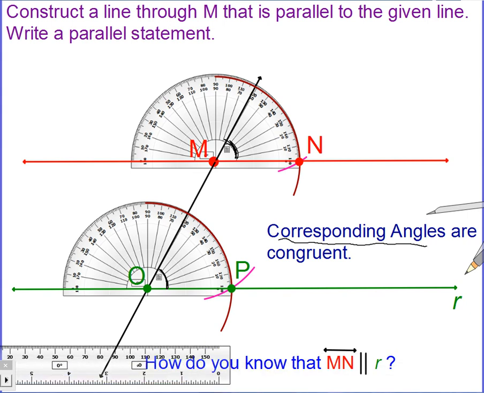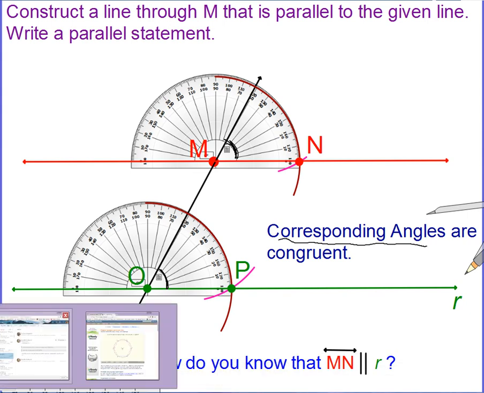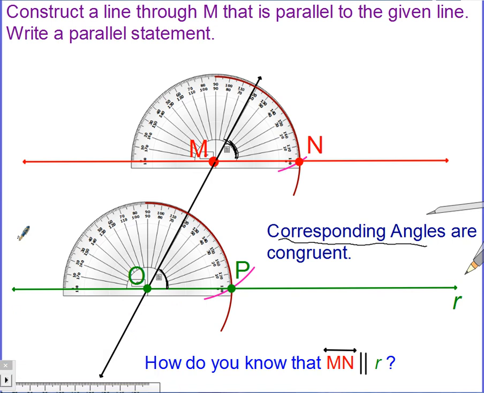How do you know that MN is parallel to R? How do we know that they're parallel? Well, they're never going to intersect, right? So if they're heading in the exact same direction, like they have the same slope in algebra, they're never going to intersect. So compared to this one line that's stationary, if this angle and this angle are equal, that means their slopes are the same.